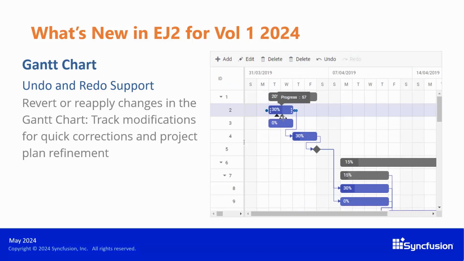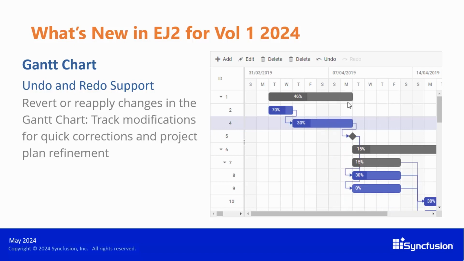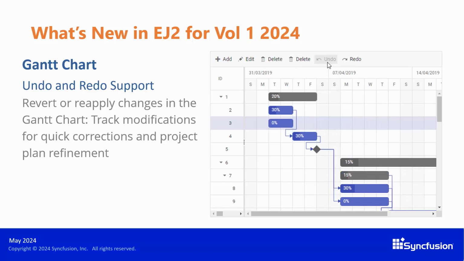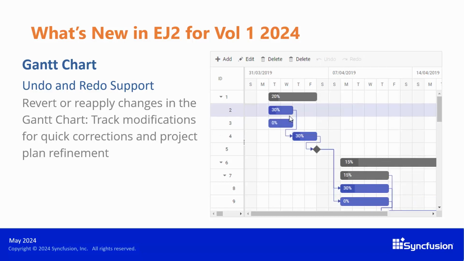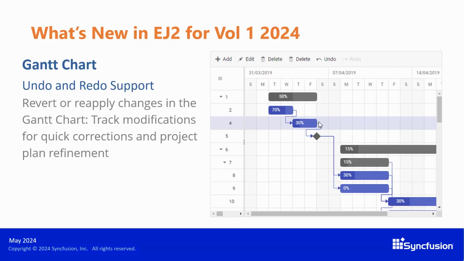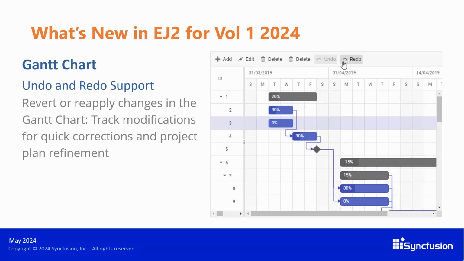Next, we have undo and redo support in the Gantt chart component. Now you can easily revert or reapply changes made to the Gantt chart. This feature tracks changes in task scheduling, resource allocation, and other modifications. It allows you to make quick corrections of mistakes and refinement of project plans.